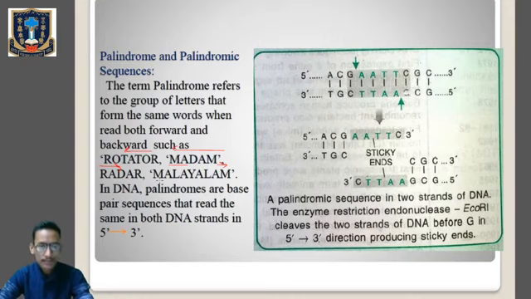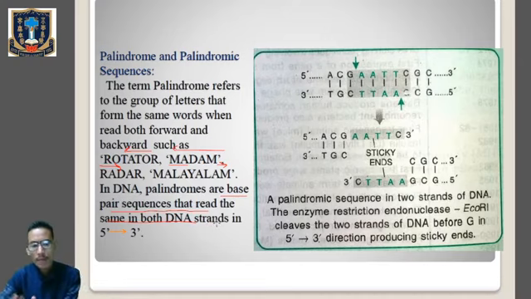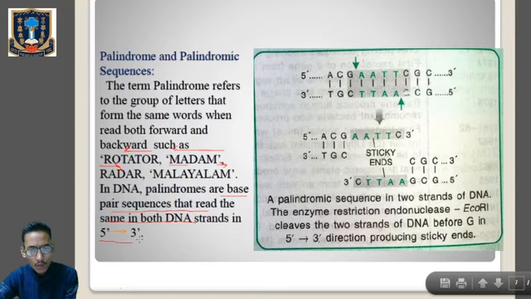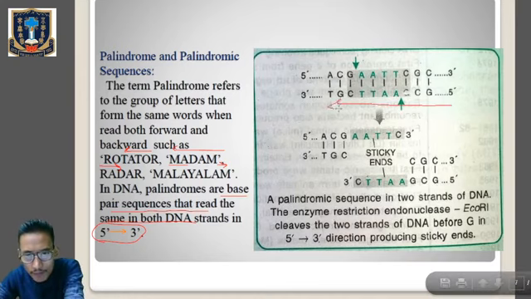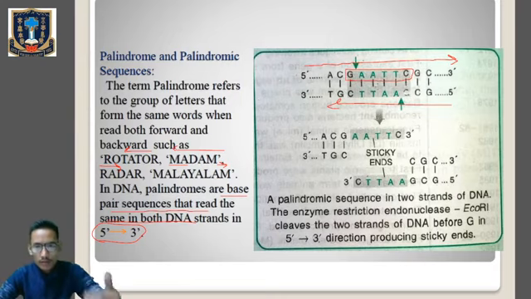Now in terms of DNA, what do you mean by palindromic sequences? In terms of DNA, palindromes are the base pair sequences that read the same in both the DNA strands. That means when we are reading the sequences from 5' to 3' in the forward direction, and again when we read the strands backward, it has to be the same, right? So when we go from 5' to 3' direction, the nitrogenous base sequence you can see over here is GAATTC, right? Now let's come backward from 5' to 3'.